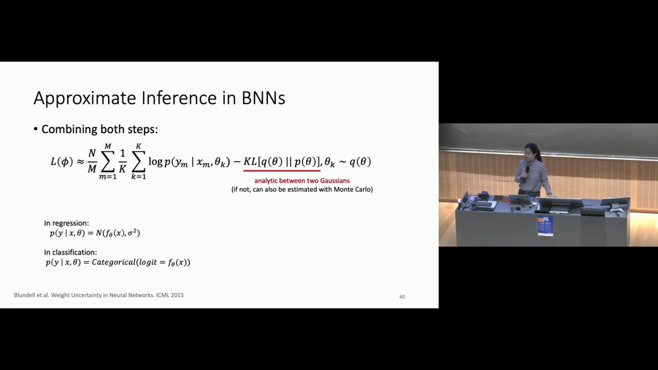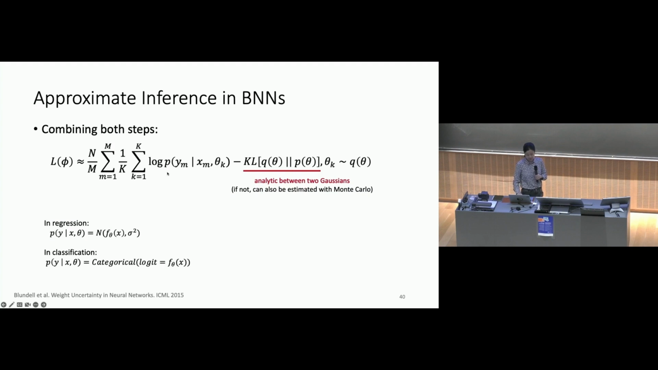And in particular, if you use a Gaussian prior, and in this case we use a Gaussian posterior, then the KL term also has analytic solutions, so you don't need to worry about it too much. But if you don't have analytic solutions for this KL term, you can also use Monte Carlo techniques to do it. For example, if you use some other non-Gaussian approximations involving, say, normalizing flow or some other things, then you probably want to use Monte Carlo methods to compute the KL term as well.